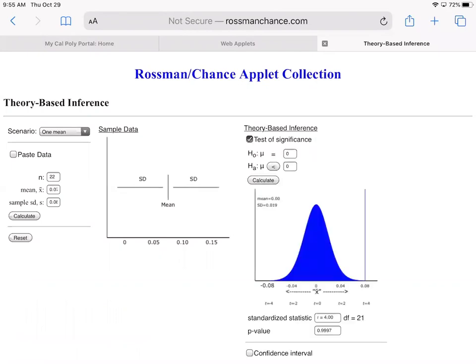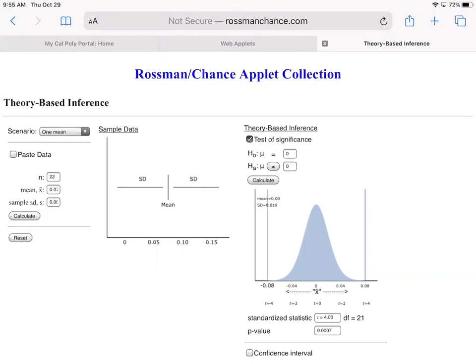Now this is where you want to be careful. It says my null hypothesis is equal 0. Think about what our hypotheses are in this case. Is it less than, greater than, or not equal to? This is where you want to make sure you have the right one, and I wanted not equal to. One thing I want to point out is it didn't automatically calculate. Always remember to hit calculate.